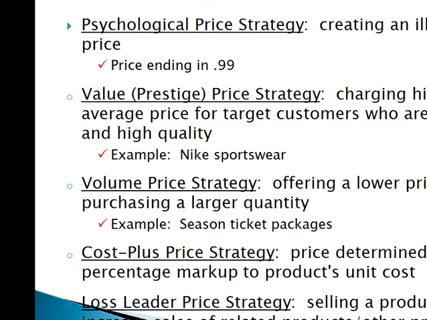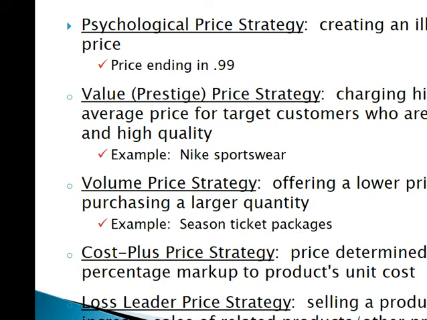A few more. Value, or what's called prestige price strategy. That is when you're charging higher than average prices for target customers who are seeking status or extremely high quality. It might be both, or it could just be one or the other. Some people are willing to spend a lot of money for products that have a high price simply because they also offer a higher status symbol, even if the quality is not quite as good.